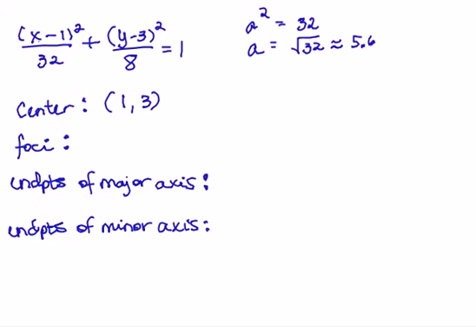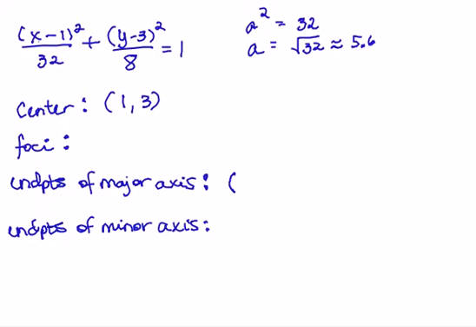So the endpoints of our major axis, since our ellipse is going to be opening in the horizontal direction, this is going to be longer horizontally than vertically, then that means that the y-coordinate of the endpoints of the major axis is going to be the same as the y-coordinate of the center. It's only the x's that are going to change because this is a horizontal ellipse, and it's stretching out in the x direction.